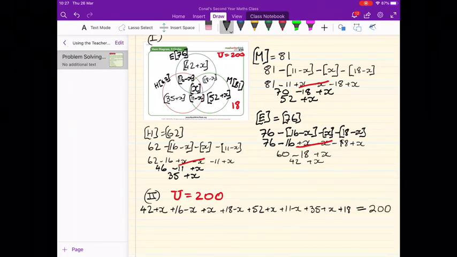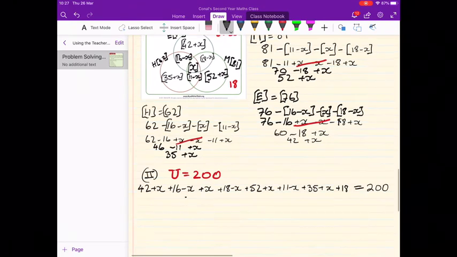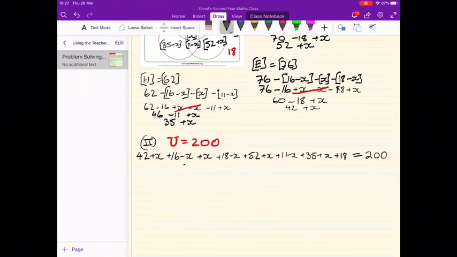So we know that if we added all those together, we'd have to end up with 200 students altogether. So let me run through it again, make sure I haven't forgotten any. So we have the 42 plus x, 16 minus x, x, 18 minus x, 52, the 11, the 35, and the 18. Yeah, so we have everything included there. So now what I'll have to do is run through and simplify the left-hand side of that equation. So I have an x here, an x here, an x here, an x here. I'm just marking off all my x's.